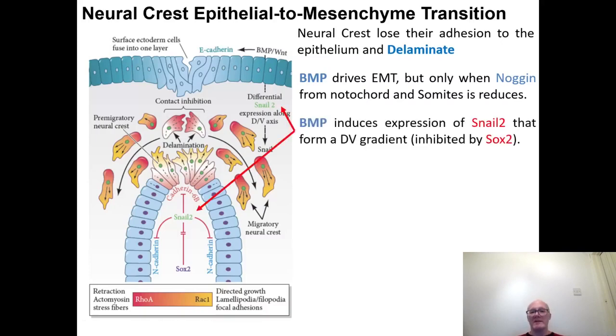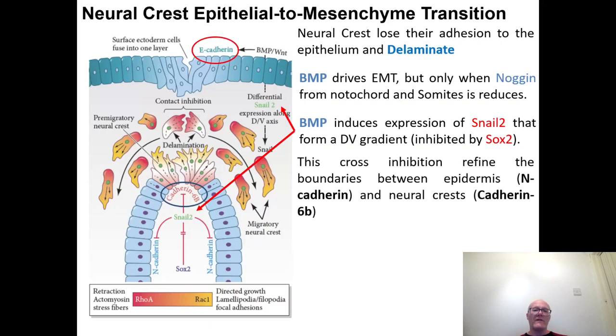One of the genes that is expressed by BMP is SNAIL2. So SNAIL2 is quite important. It forms a dorsal to ventral gradient. So there's a high level of SNAIL2 near the dorsal part of the neural tube, while there is a very low level of SNAIL2 toward the ventral part of the neural tube. SNAIL2, for example, inhibits SOX2. SOX2 is produced by the ventral part of the neural tube.